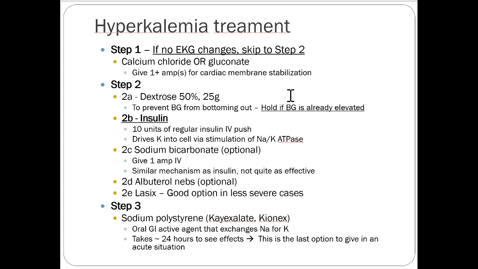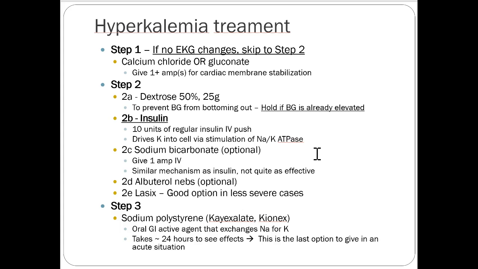So insulin is going to drive potassium into the cells. You're going to give 10 units of IV regular insulin push, and then you can have some other options. The other things are all things you can do and are usually done, and don't have as big of an impact as insulin, but may help. So there's sodium bicarbonate, which you can give IV, and that can help drive potassium into the cells. And then albuterol nebulization treatments can help drive potassium into the cells as well.